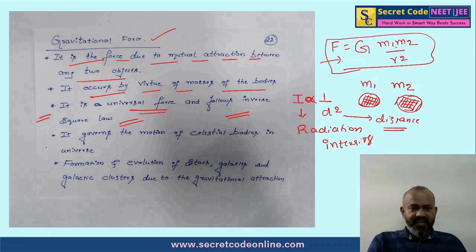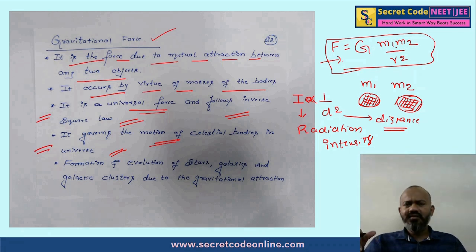The next is that it governs the motion of celestial bodies in the universe. Definitely, because of gravitation only, the planets are moving around the sun, and also the satellites around the planets, like the moon around Earth. Why is the moon revolving around Earth? Because of gravitational force. It governs the motion of celestial bodies in the universe. Celestial bodies means the bodies in the universe, like Earth and the solar system.